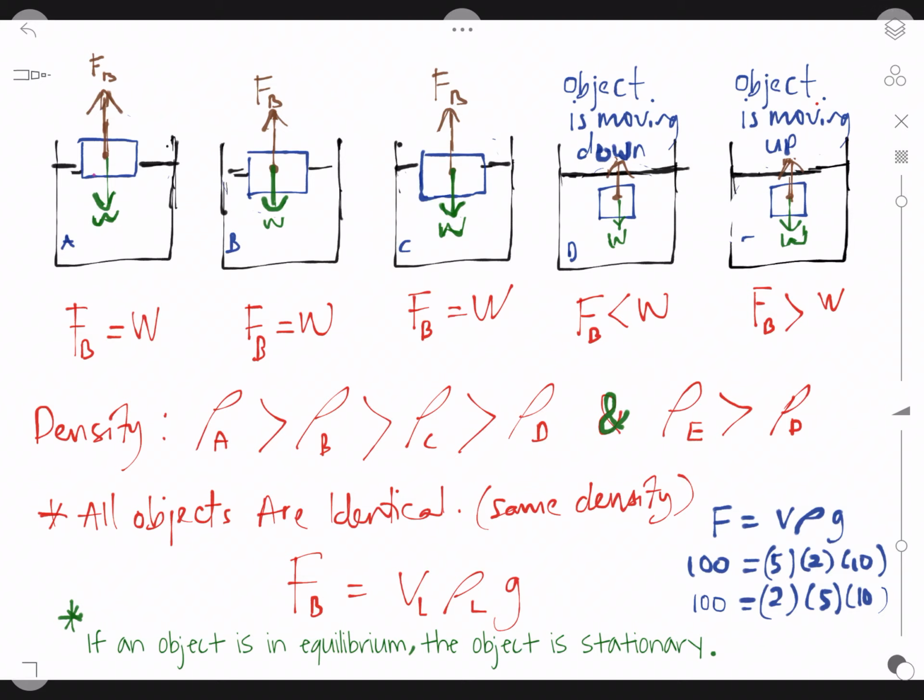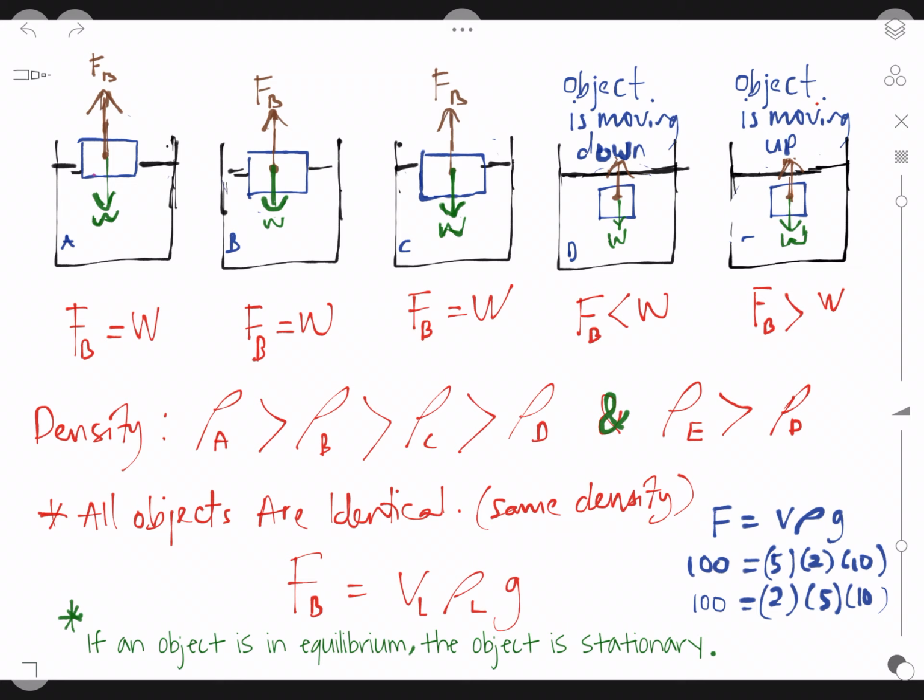Now we're going to compare buoyant force and also density in all the situations that we have here. We have 5 identical objects. When I say they are identical, this means that they have the same density. So all the objects here have the same density, but the liquids used here have different densities.